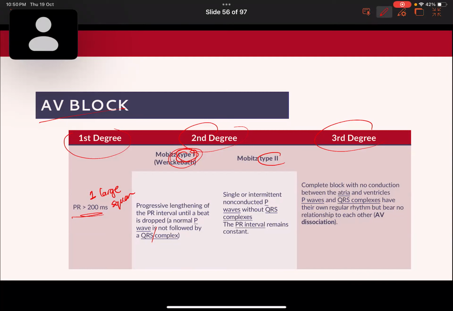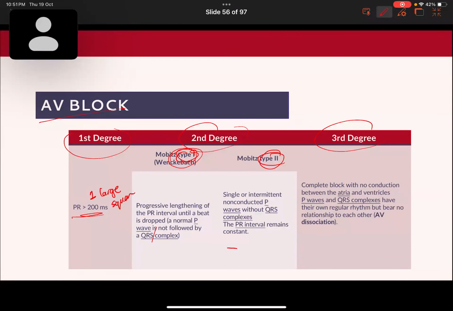So two things to remember about this second degree type 1: progressive lengthening of the PR interval and a dropped beat. Mobitz type 2 is a bit more severe when you compare it to type 1. In this one, you have single or intermittent non-conducted P waves without QRS complex. The PR interval is constant, but sometimes you have P waves and no QRS complexes. So there's no progressive lengthening.